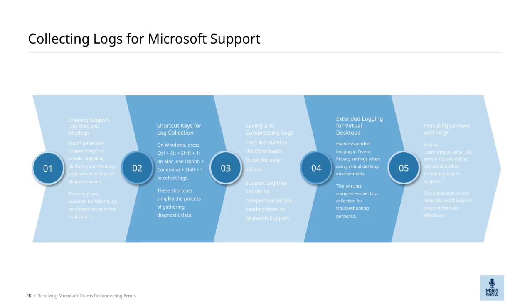If you're working within virtual desktop environments, it's important to enable extended logging in Teams privacy settings. This extra step ensures that all relevant data is captured, which can be vital for troubleshooting complex issues. When submitting logs, include key details like the user principal name, the exact UTC error time, and any debug information. Providing this context helps Microsoft support understand the situation better and speeds up the troubleshooting process. In summary, collecting and sharing the right logs with the right context is essential for resolving connectivity issues efficiently.